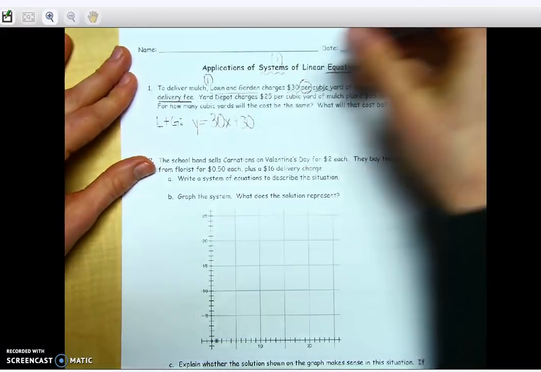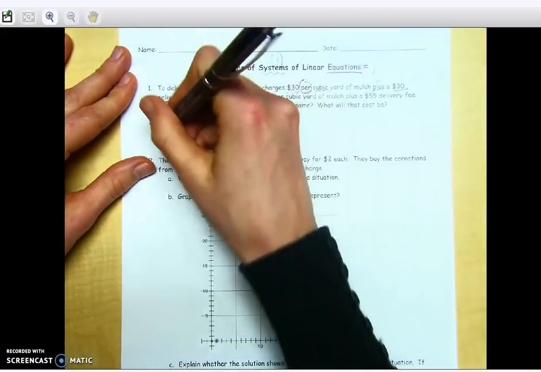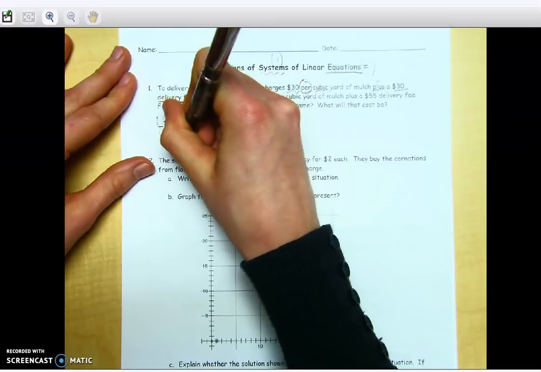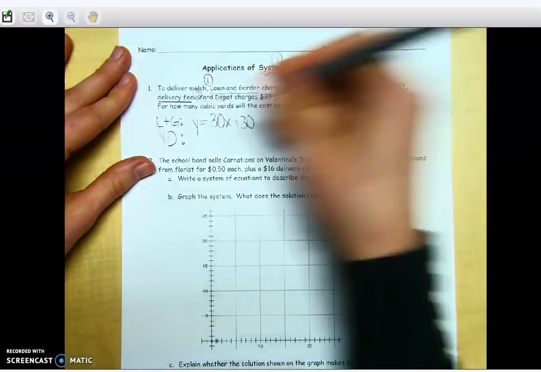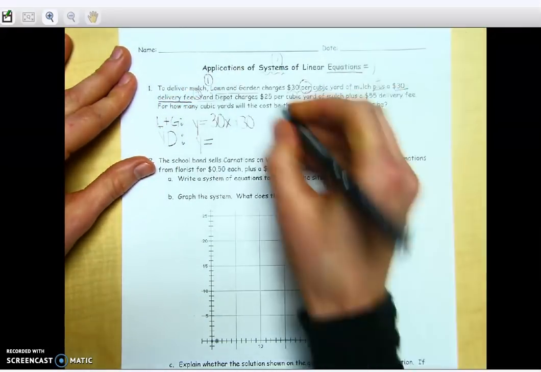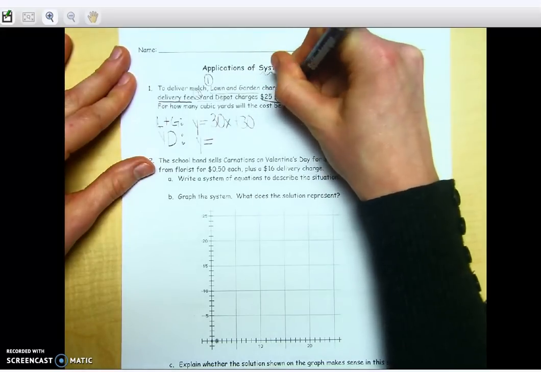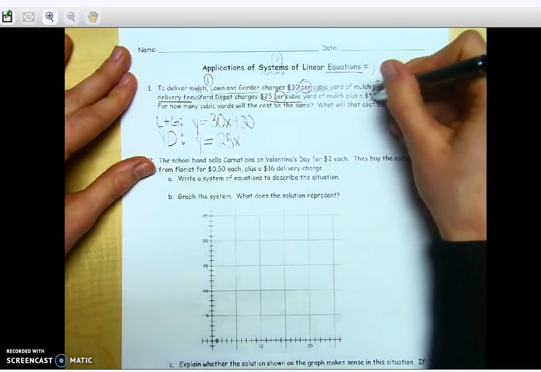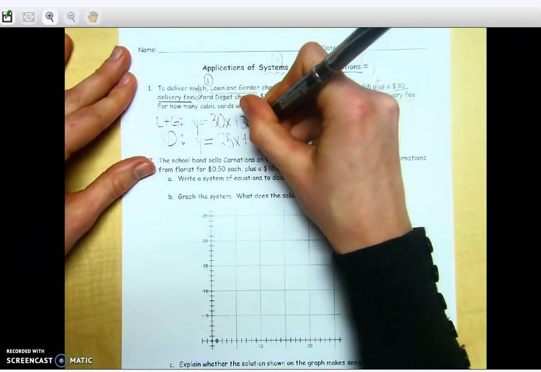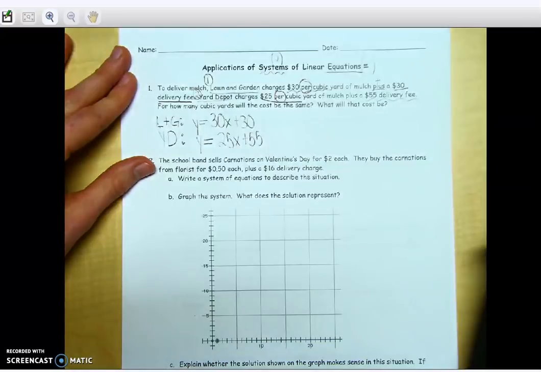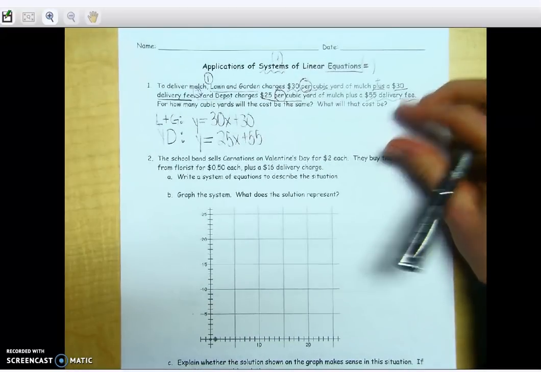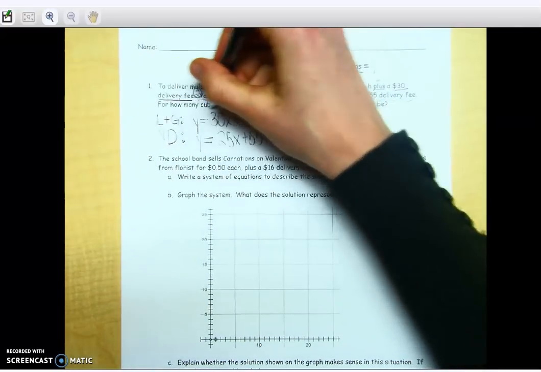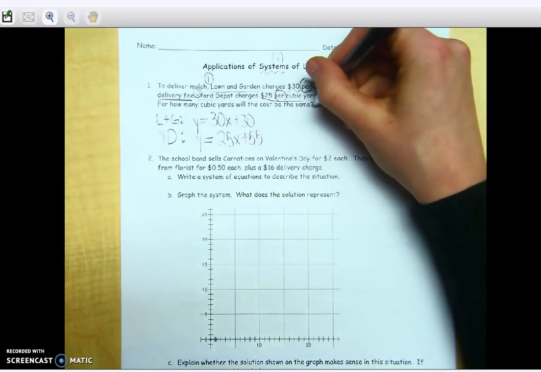So once again, if we're looking at this second equation for Yard Depot, you're going to have something very similar happening where we have y is equal to $25 per cubic yard. So that would be 25x and then a $55 delivery fee. So plus $55 for a delivery fee. So it says, for how many cubic yards will the cost be the same?